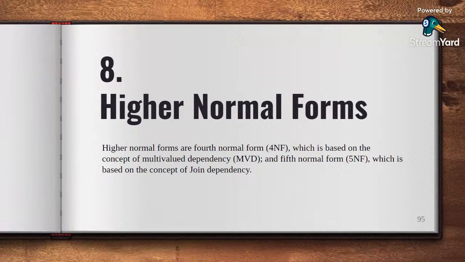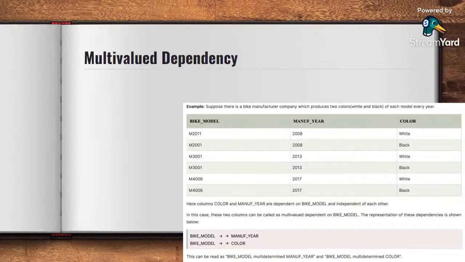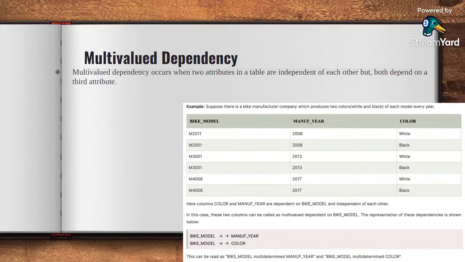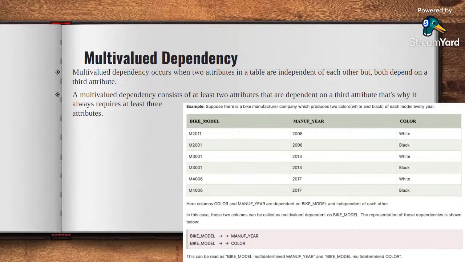Higher normal forms are fourth normal form, which is based on the concept of multivalued dependency, and fifth normal form, which is based on the concept of join dependency. Multivalued dependency occurs when two attributes in a table are independent of each other, but both depend on a third attribute. A multivalued dependency consists of at least two attributes that are dependent on a third attribute. That's why it always requires at least three attributes.